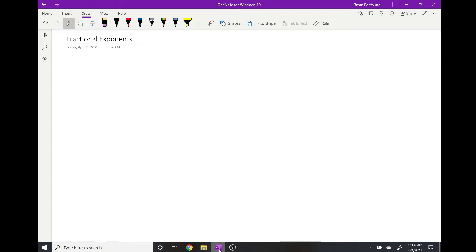Today I want to take a little bit of time to talk about fractional exponents, how we want to think about these things and how we interpret them when we are working on some mathematics questions. So to start off our discussion today, let's talk a little bit about what are called nth roots.